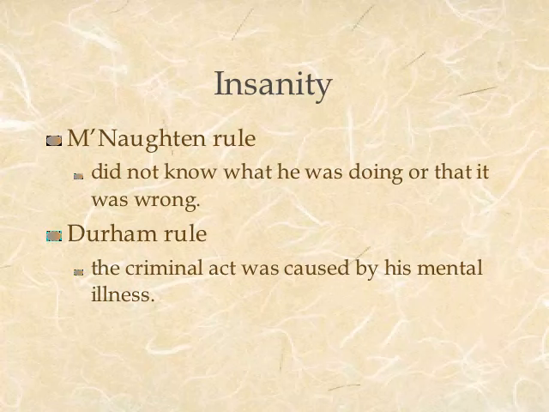Insanity rules. You have to know that something is wrong before you can be charged with a criminal offense. So the McNaughton rule says that the person doesn't know what they're doing or that it's wrong, that they have a mental defect. The Durham rule says the criminal act was caused by the mental illness. Like there was a guy in Oakland who was absolutely crazy, and he was at a gas station and he poured gas on a woman and lit her on fire, claiming that she was a witch.